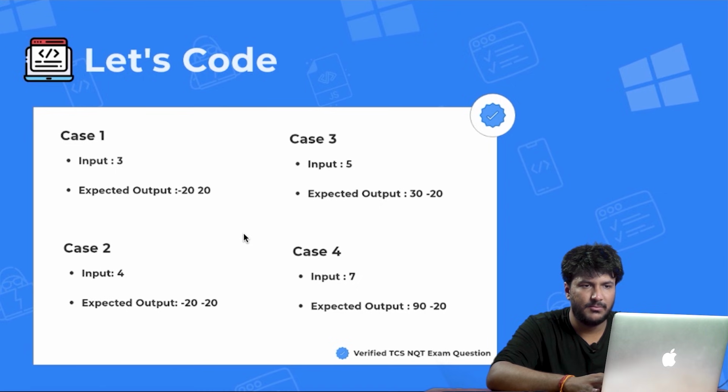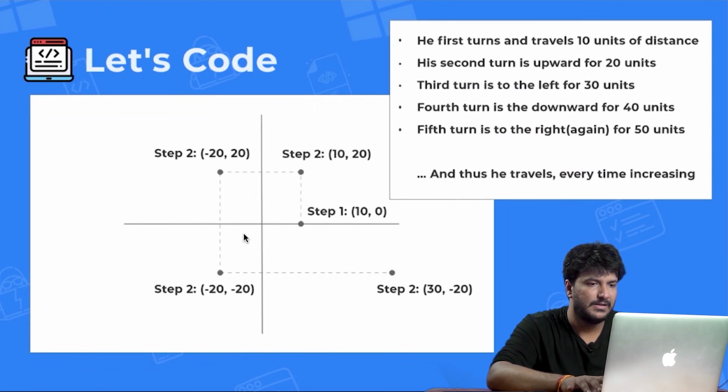Alright, so moving further, then again, for the fifth step, the fifth turn is to the right again. So right of the origin is basically this direction, right? So right again. So in this case, 50 units. So the x value will change, the y value will remain the same. So minus 20 plus 50 is equal to 30, right?